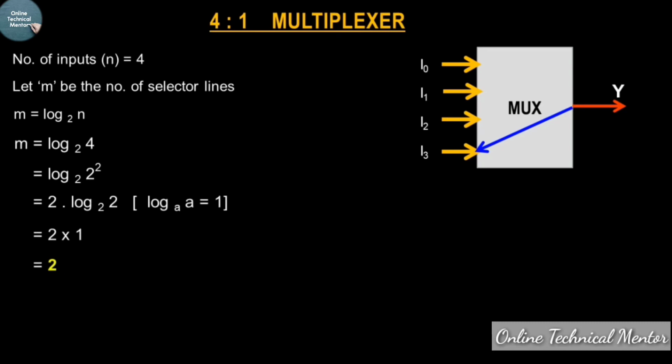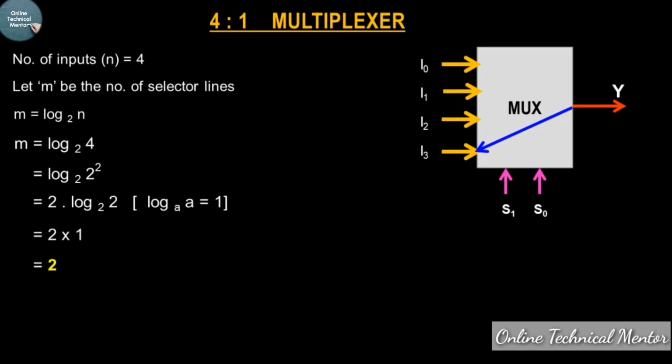So 4 can be written as 2 to the power 2. The 2 in the power will come in front. So it will look like this, 2 into log 2 base 2. We all know that log a base a equals 1. So log 2 base 2 will become 1. So 2 into 1 will give you 2. That is, 2 selector lines are required for a 4:1 multiplexer. So S0 and S1, these are my 2 selector lines which will drive the dialer.